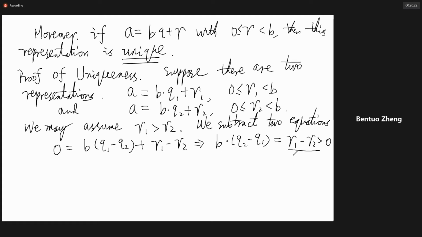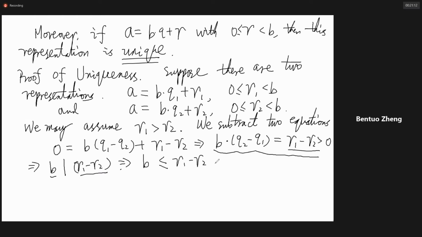Now if you look at this equation, this tells you R1 minus R2 is a multiple of B. In other words, B divides R1 minus R2. Remember B is positive, and R1 minus R2 is also positive. So by our previous theorem, we know that B is less than or equal to R1 minus R2. A positive divisor is always less than or equal to the original positive number. And this implies B plus R2 is less than or equal to R1.